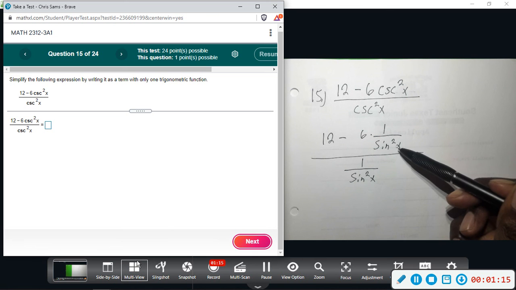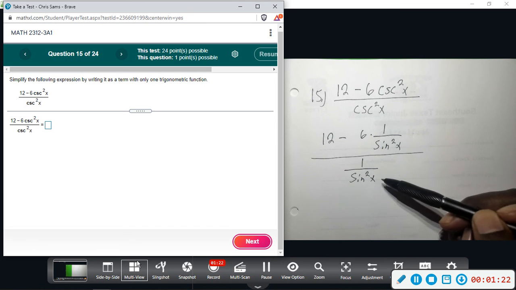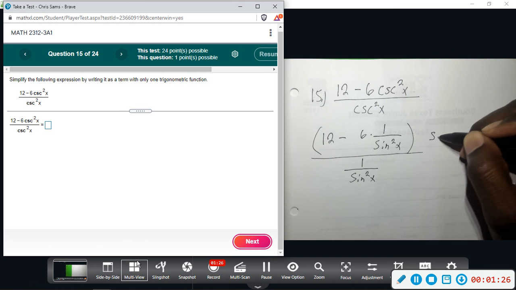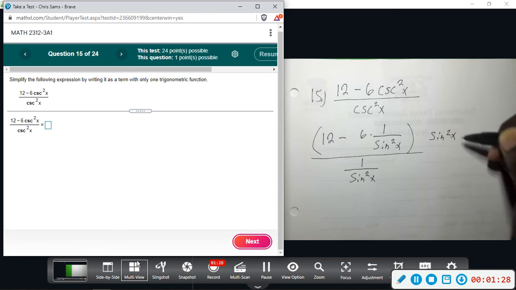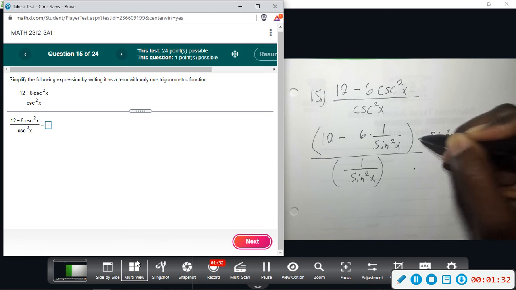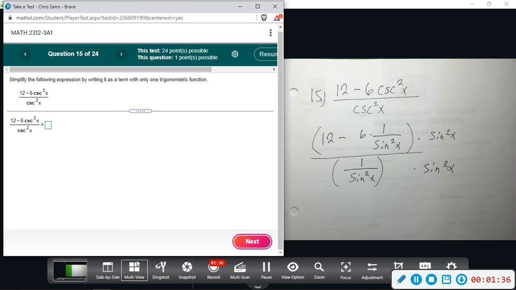In order to get rid of that fraction, I'm going to multiply by a common denominator. So looking at these two, they both have sine squared x on the bottom. So that means I'm going to multiply the top by sine squared x, and I'm also going to multiply the bottom by sine squared x. Alright, this sine squared is going to get distributed to both terms.